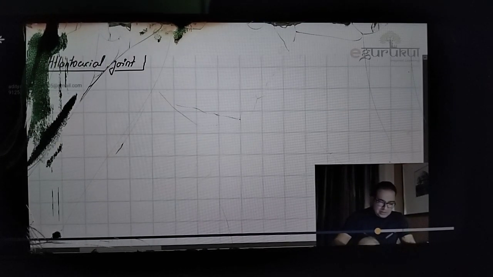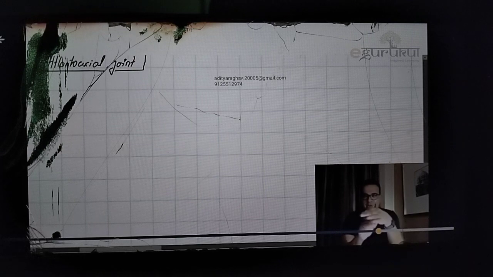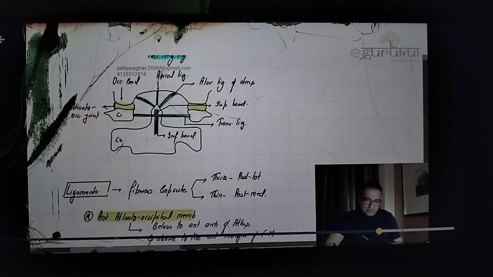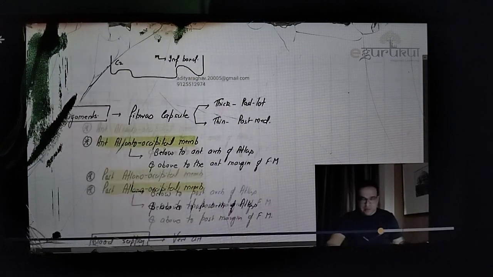Atlanto-axial joint. First of all, there are two atlanto-axial joints. Whenever someone says atlanto-axial joint, we start thinking of dens and the axis and the arch of the atlas. But on the side, if you look here, one joint is this obviously, but there's a joint here as well. This is also a joint. So there are three atlanto-axial joints. One in the midline, we call it median atlanto-axial joint, and then two are on the side, we call them lateral atlanto-axial joint. Although that joint is simply a plain synovial joint.